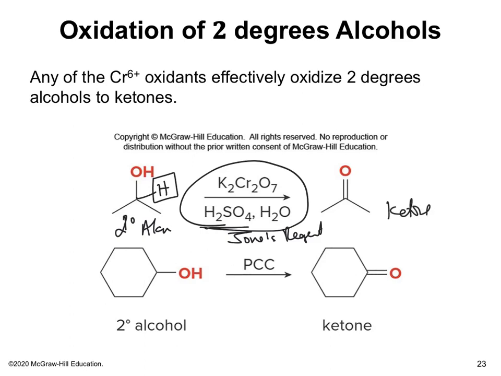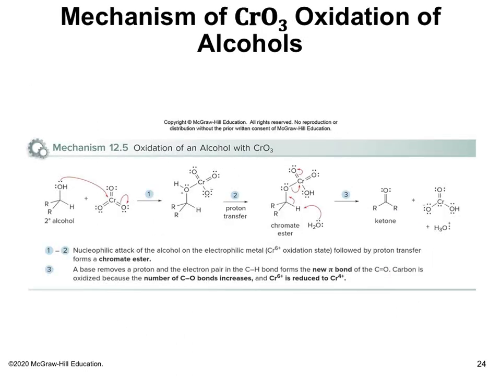Same thing here. And you can use either one of them, PCC, because you're not going to get any more oxidation in the ketone because there's no more hydrogens to remove on that carbon. And it's showing you the mechanism. I'm not requiring you to do this mechanism. We do a chromate ester, and you can look at that, but not required. I just expect you to be able to write starting material, products, and reagent.